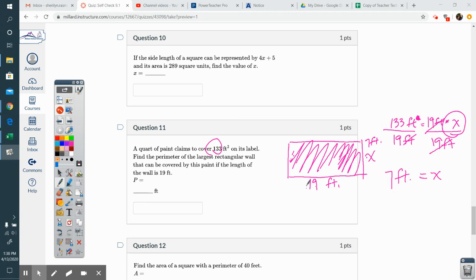So now that I have a length and a width, I can calculate the perimeter. So I need 2 of these and 2 of these. So 2 times 19 plus 2 times 7 is equal to 52. So that is how you're going to calculate that. And if I write this out, 2 times 19 feet plus 2 times 7 feet equals 52 feet. Because 2 times 19 plus 2 times 7 is equal to 52.